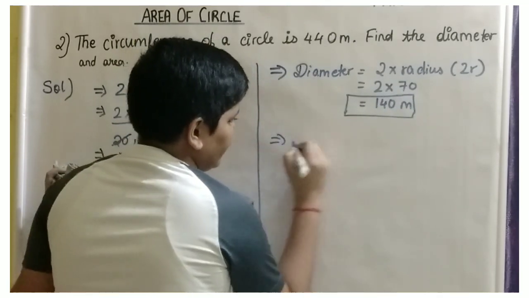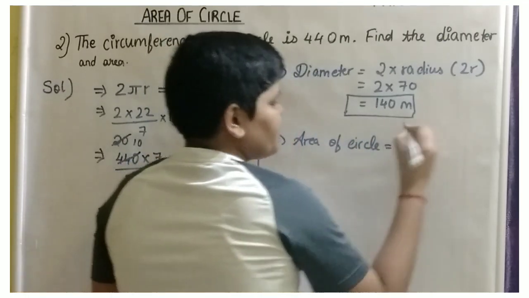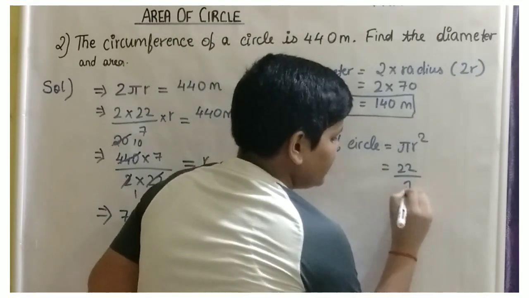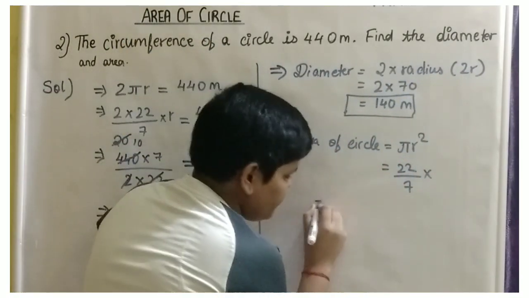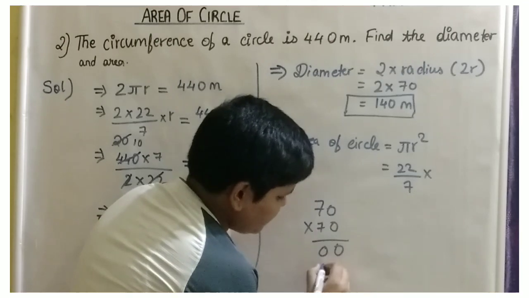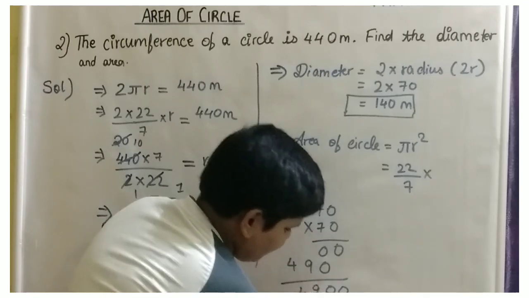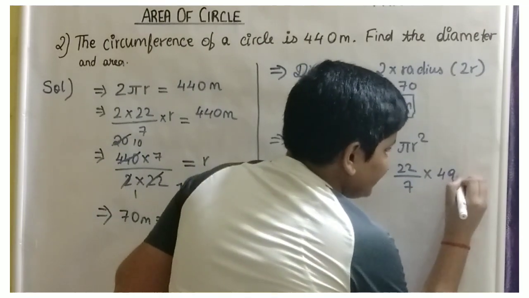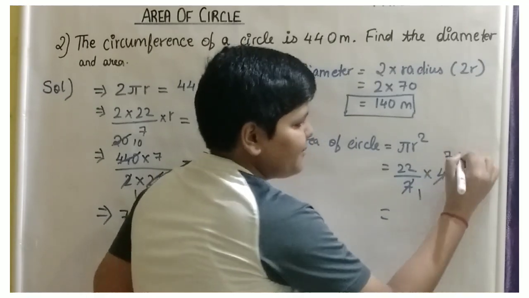Now we have to find out the area. Area of circle is equal to pi r square, which is equal to 22 by 7 into r square, that is 70 into 70. 0, 0 sevens are 0, 7 zeros are 0, 7 sevens are 49. So we get 4900. Now we can cancel them out.